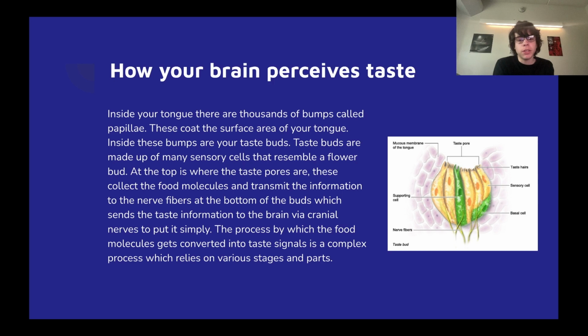The process by which the food molecules get converted into taste signals is a complex process which relies on various different stages and parts.